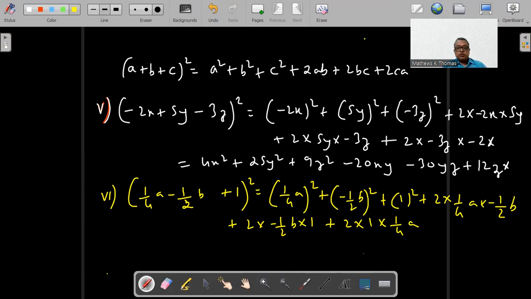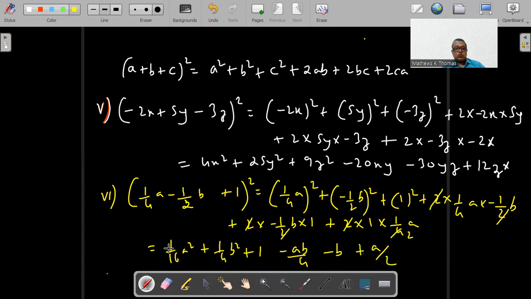So the answer will be 1 by 16a square, 1 by 4b square, plus 1. For the first three terms. Here 2 and 2 get cancelled, so what is left here is minus ab by 4. Minus ab by 4 is left. 2 and 2 get cancelled here, minus b is left. Here 2 and 4 get cancelled 2 times, so what is left here is a by 2.